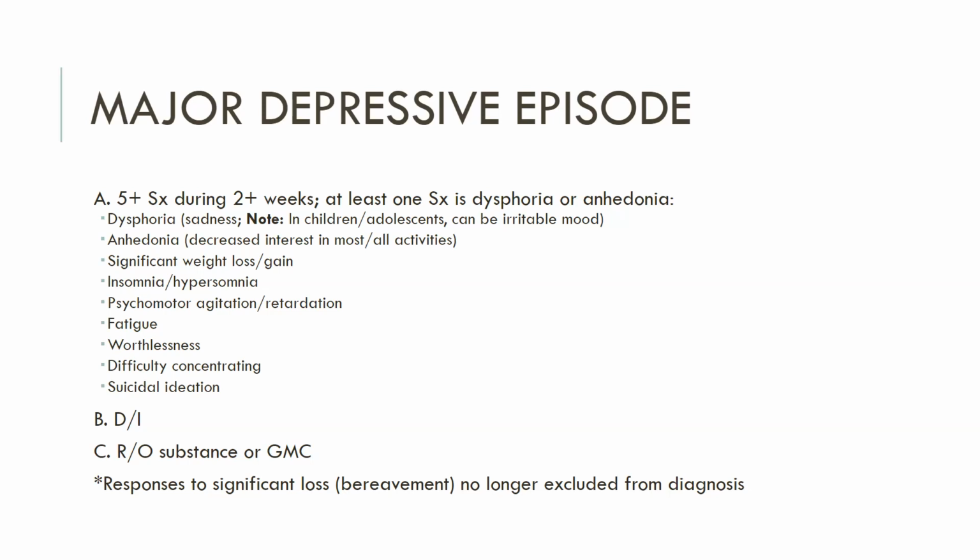which is also something that we reviewed in class. So again, I'm not going to go into this slide in a ton of detail. Just know that in order to diagnose an MDE, you need to see 5 or more of these 9 symptoms over at least a 2-week period of time. And then at least one of those symptoms must be a critical symptom, either dysphoria or anhedonia. And that in children and adolescents, there is a bit of a developmental trajectory in that we are looking for more kind of irritability versus sadness for that dysphoria symptom.